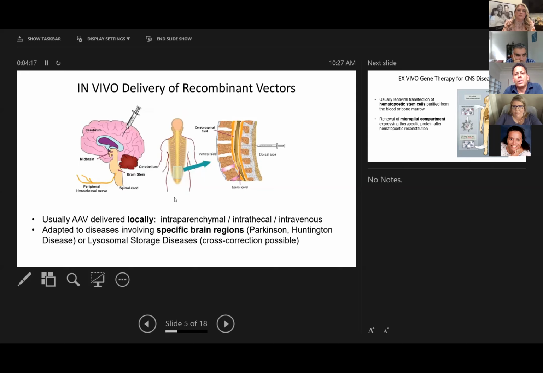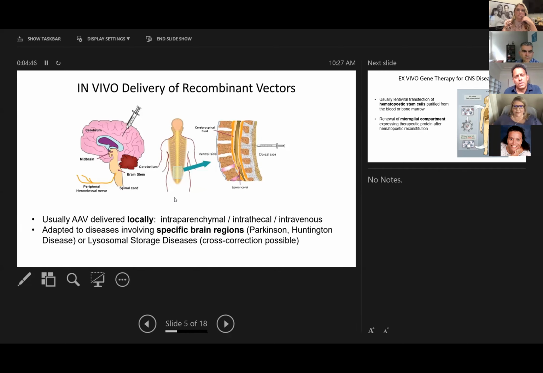Then, depending on what regions of the brain are affected and what the pathophysiology of the disease is, there might be other modalities that this in vivo gene therapy takes advantage of. For instance, in some lysosomal storage diseases, and there are several among the leukodystrophies, cross-correction is possible. So if you deliver it into one cell, it might be able to be corrected in neighboring cells.